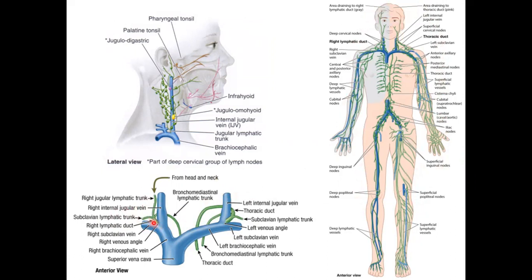And just like the right lymphatic duct, the thoracic duct inserts at the meeting of the internal jugular vein and the left subclavian vein, where they form the brachiocephalic vein.